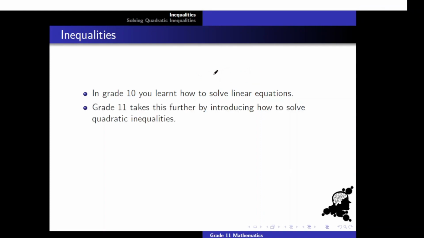And so now in grade 11, we take this a step further by introducing how to solve quadratic inequalities. So what is a quadratic inequality? Well, it's very similar to a quadratic equation where you've got something like x squared minus 3x plus 4, and then this is greater than or equals to 0.